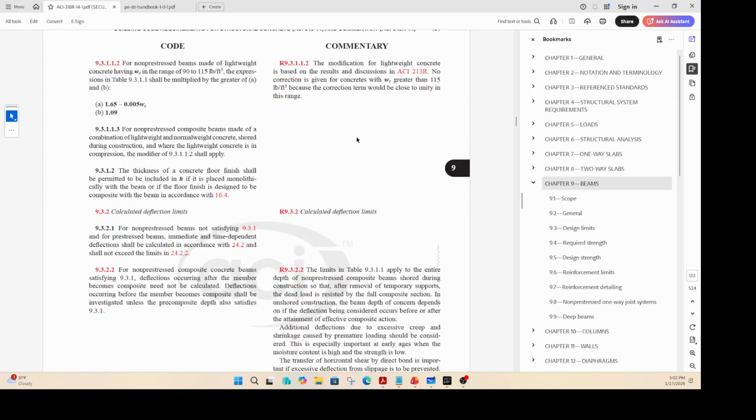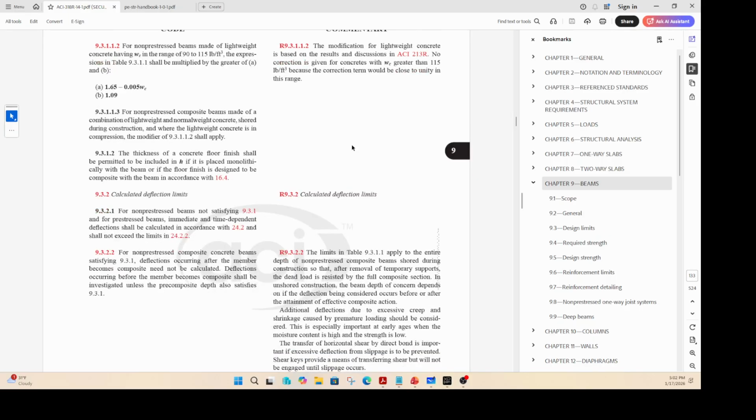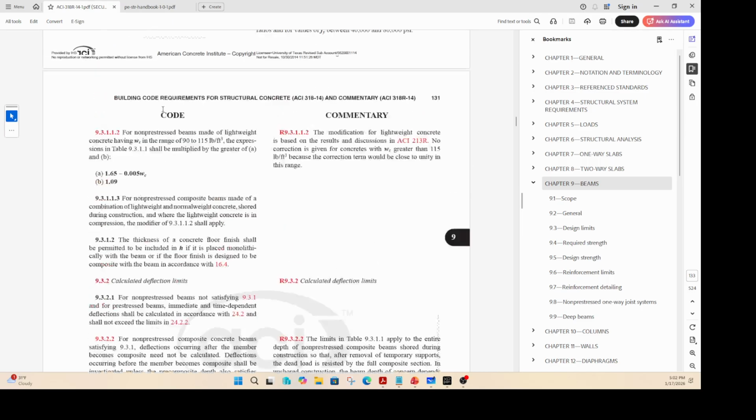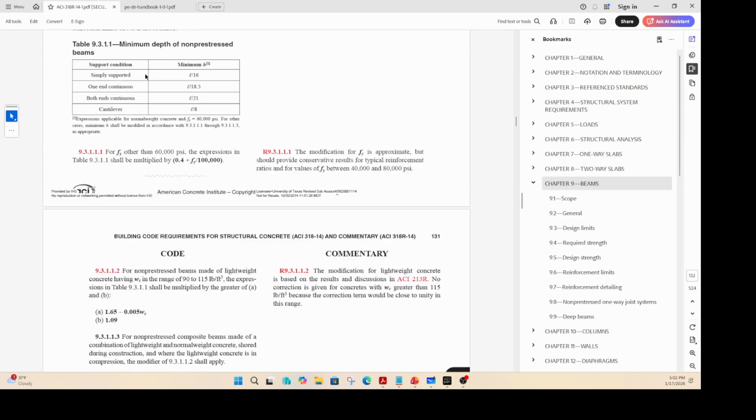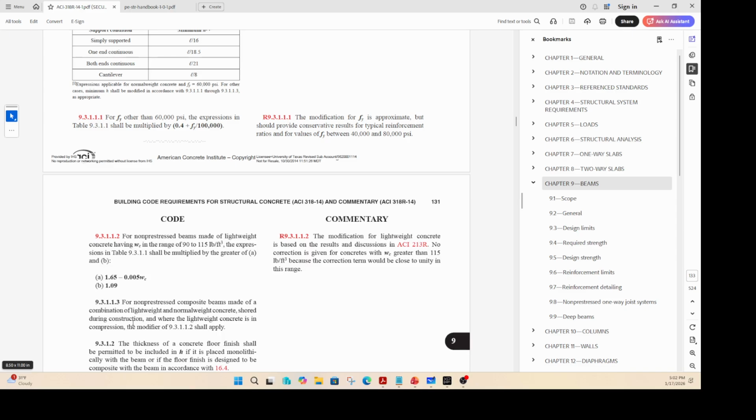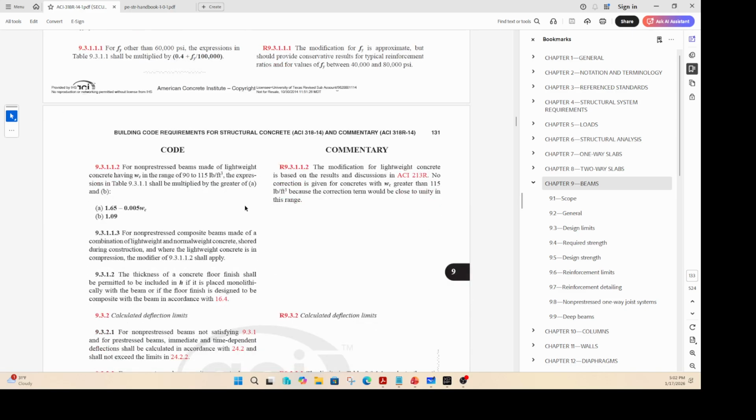Okay. Now we are not doing pre-stressed concrete in this session, but there are some guidelines for the pre-stressed concrete depth calculation, and you will have to again multiply these values with some other factor, and that factor is here. Okay.